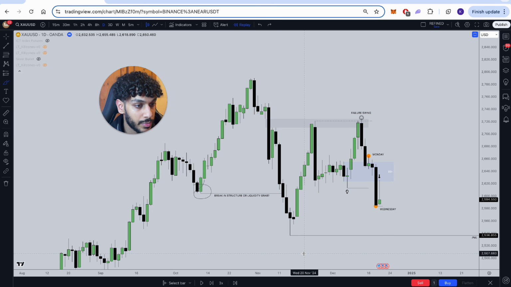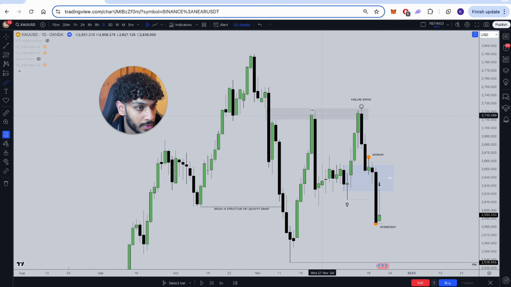Price fails to close above this major swing high. Price goes ahead and fills this SIBI and rejects away. So it's showing us a willingness to respect bearish arrays and act within the bearish nature and bearish rules that we follow.